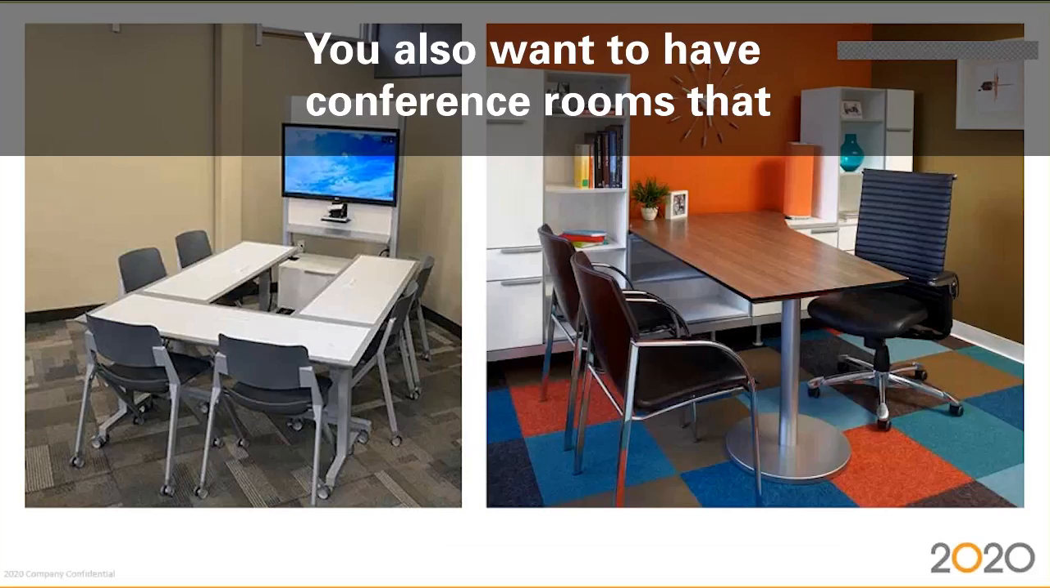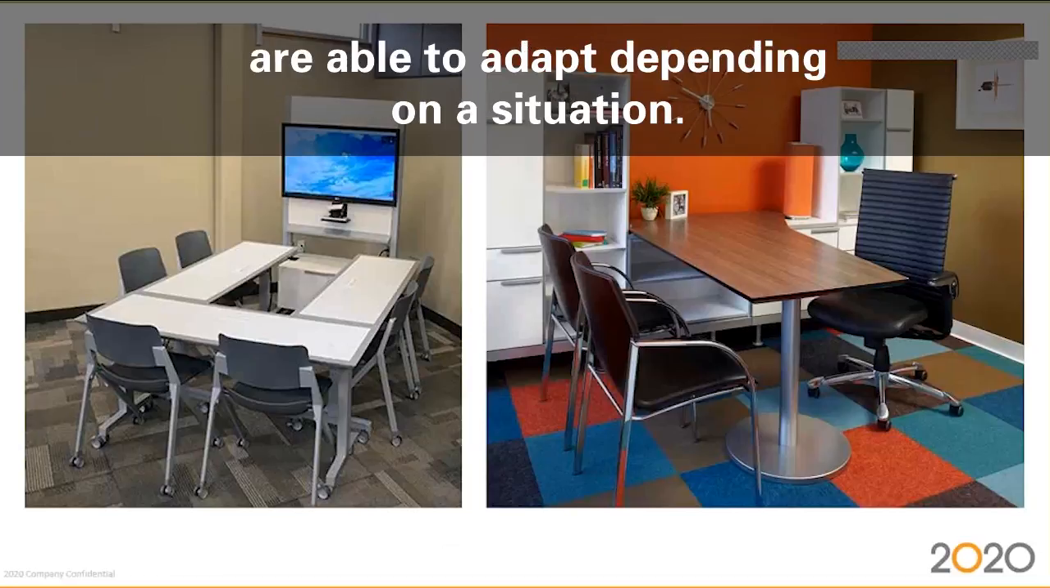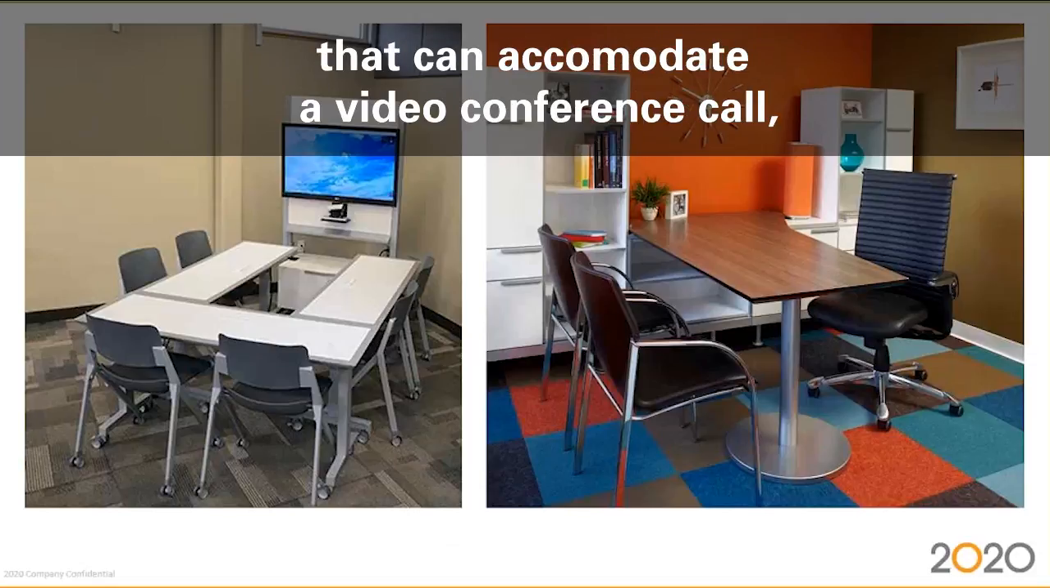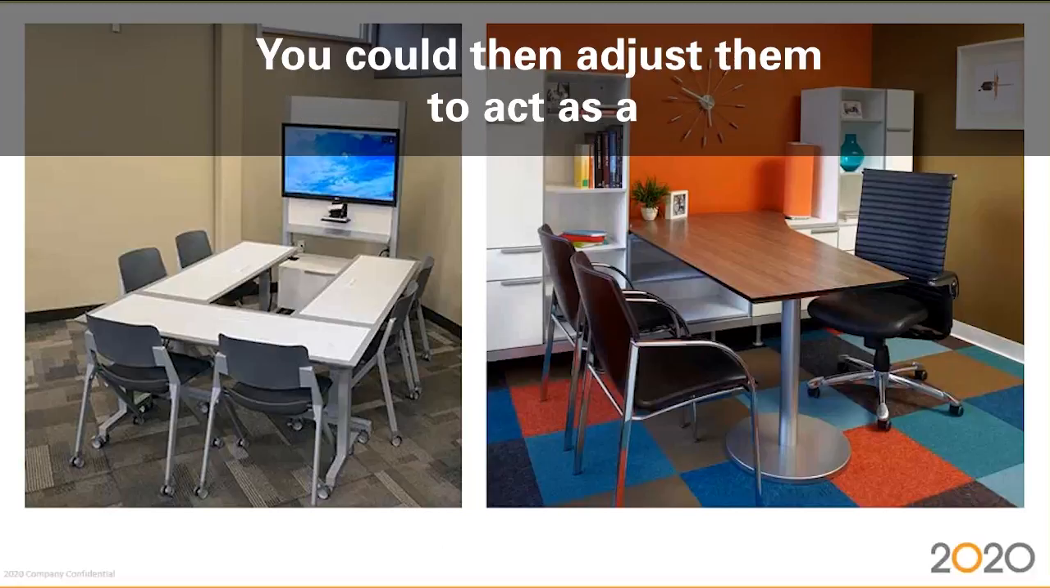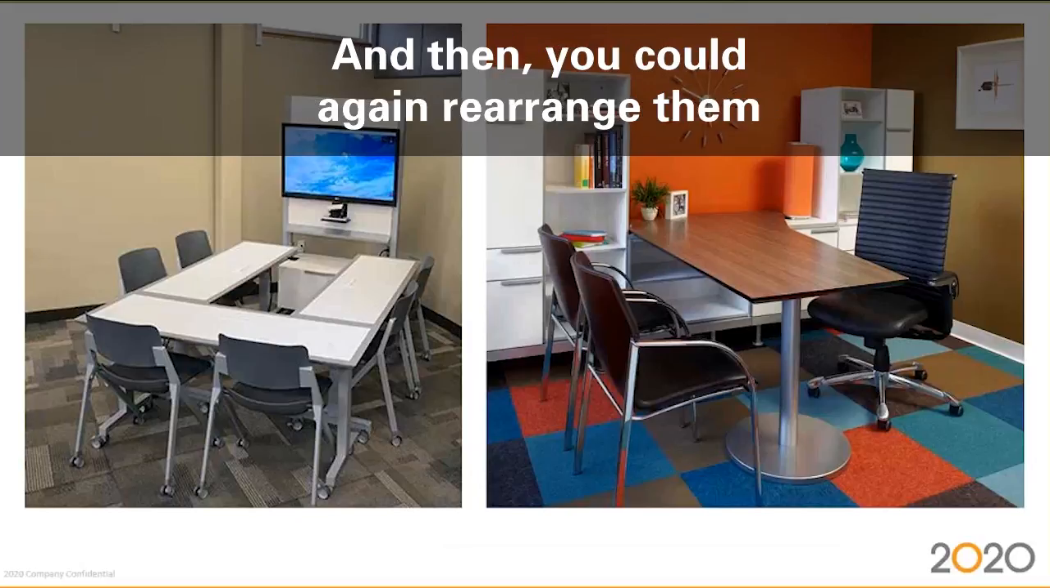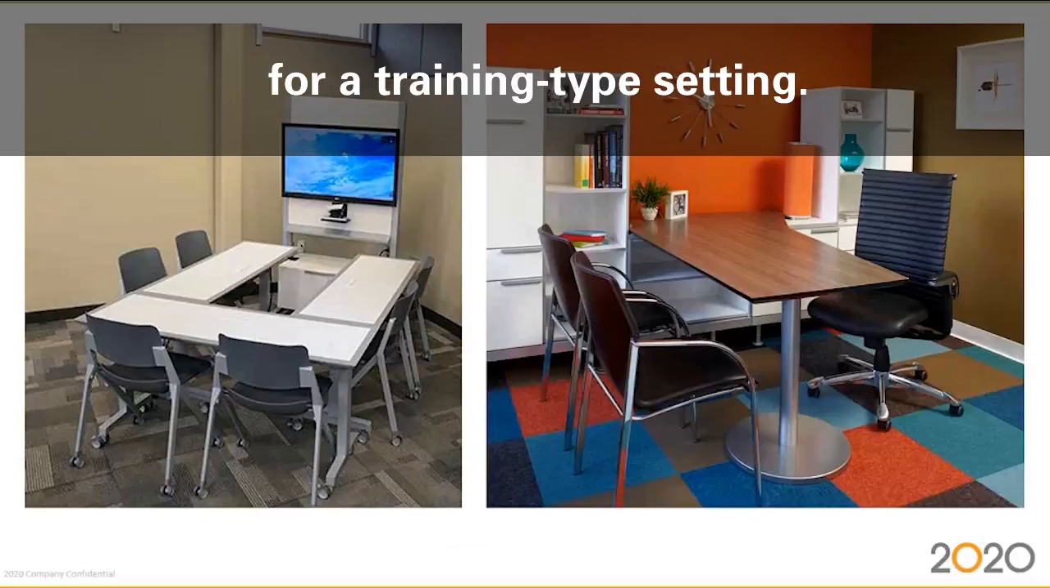You also want to have conference rooms that are able to adapt depending on the situation. As you can see to the left, we have some mobile tables that can accommodate a video conference call. You could then adjust them to act as a large conference table for a larger meeting. And then you could again rearrange them for a training type setting.